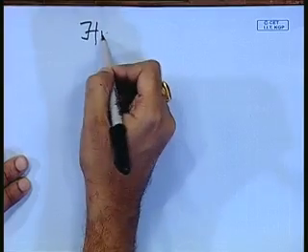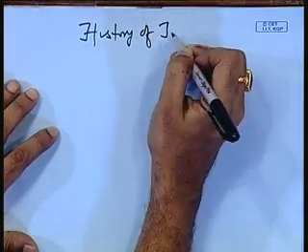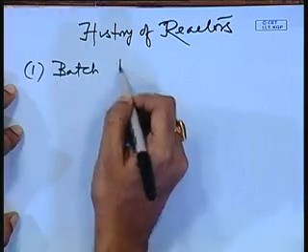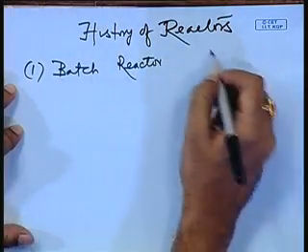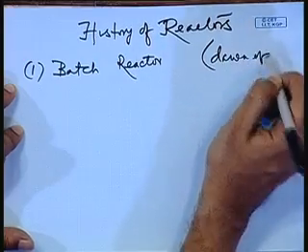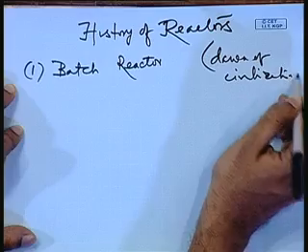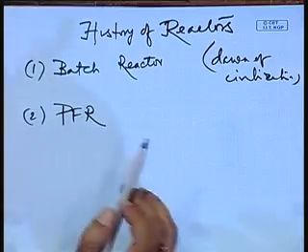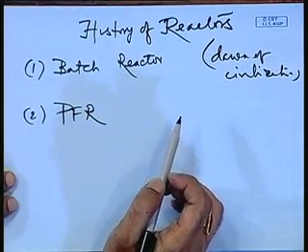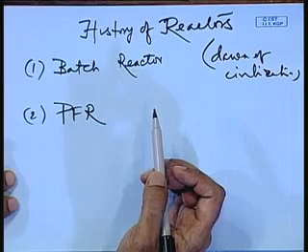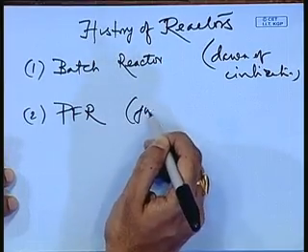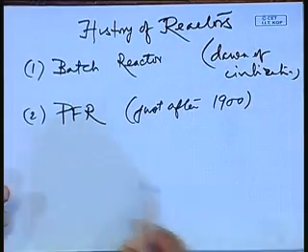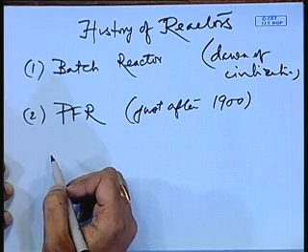So let's say history of reactors: batch reactor was sort of dawn of civilization. The second one is a plug-flow reactor, PFR. This is how we'll refer to it. This was developed in the early years of the 20th century, so just after 1900, I think 1905 or something like that.